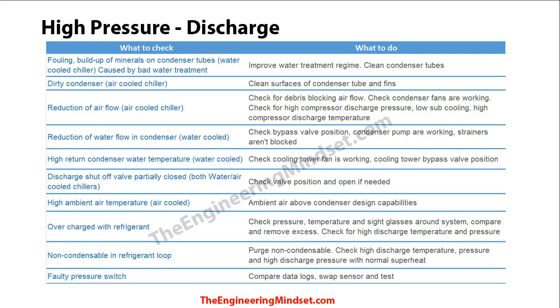Another fairly common issue with it is that the chiller has been overcharged with refrigerant. So obviously you want to go around and check all your pressures and your temperatures and sight glasses around there. And it could also be that a non-condensable material or fluid has entered into the refrigerant loop. So you want to go around and check this as well. And if you do suspect that it's because of this, then you want to obviously purge that out. And of course, if you've checked all these and nothing seems to be the problem, then it's likely going to be that you've got a faulty pressure switch. So you want to check that, swap that out with another one if you can, and test that.